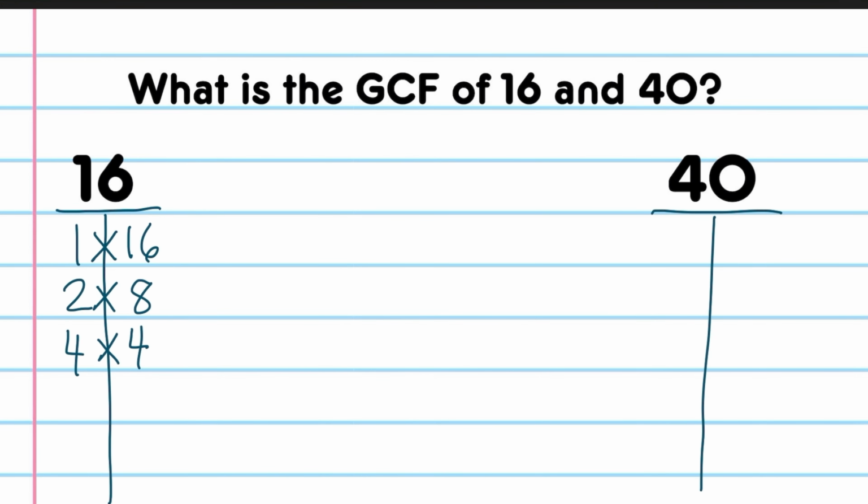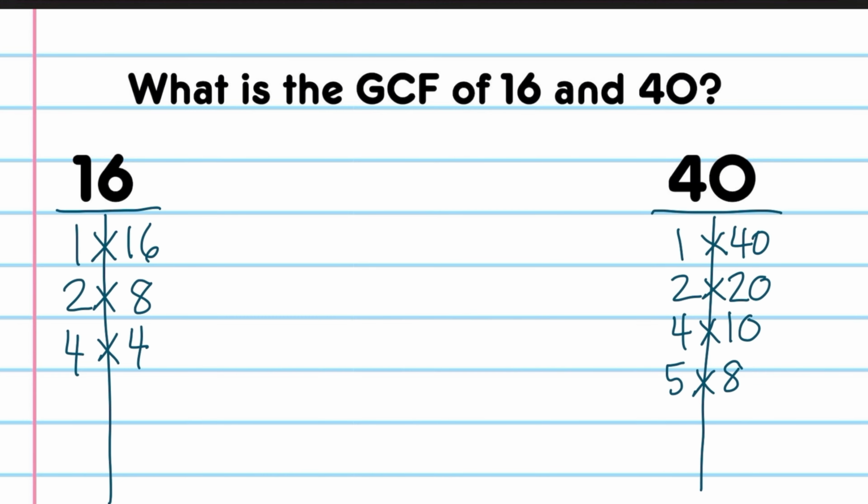We're going to do the same thing for 40. 1 times 40 is 40. 2 times 20 is 40. 3 doesn't go into 40, but 4 times 10 is 40. 5 times 8 is 40. 6 doesn't go into 40. 7 doesn't go into 40. And we've already written our 5 times 8 or 8 times 5, so we don't have to use that factor again.